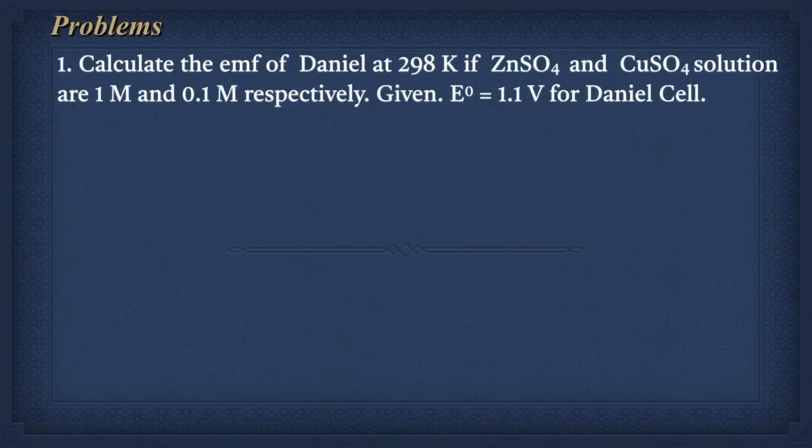It means that if the concentration of the zinc sulfate is 1 molar and copper sulfate is 1 molar, we get the value 1.1 volt. Okay, so here we have to calculate the cell EMF if different concentrations are given. So now we have the Nernst equation for solving such type of problem. So just solve it.